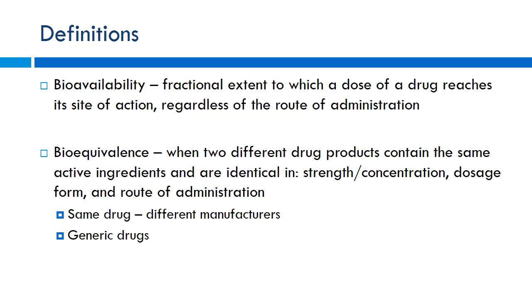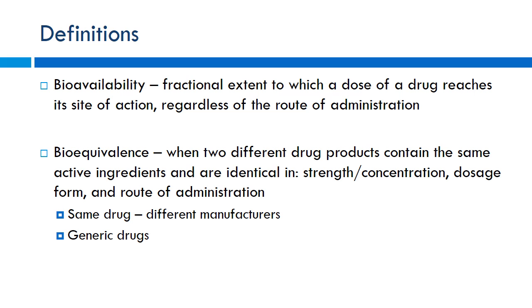Okay, so bioavailability, we mentioned, is the fractional extent to which a drug reaches its site of action, regardless of the route of administration. A lot of it has to do with things like first pass effect, especially when it's administered orally. And obviously we know there's great variability depending on the drug and the route we're giving it. Now we're talking about bioequivalence, in regards to brand name drugs and generic drugs. If you're looking at two different drug products that contain the same active ingredient, say two acetaminophen products, they need to be identical in strength and concentration, dosage form, and route of administration. So they both need to be tablets given via the oral route, and both need to have the same 650 milligrams or whatever it happens to be.